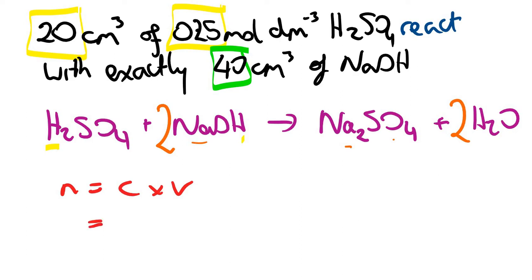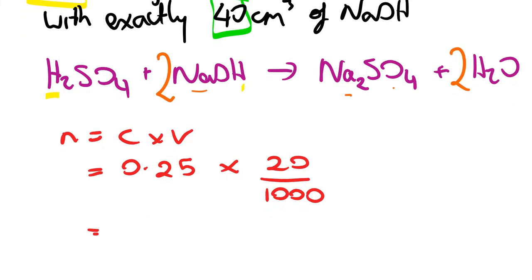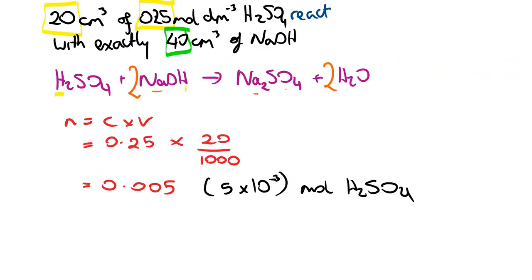So it's going to be the concentration, which is 0.25, times the volume, which is 20, but it's 20 centimeters cubed, so I need to convert that into decimeters cubed, which is 20 divided by 1,000. So we've got 0.25 times 20 over 1,000. So the next step, as always, is to write out the mole ratio.